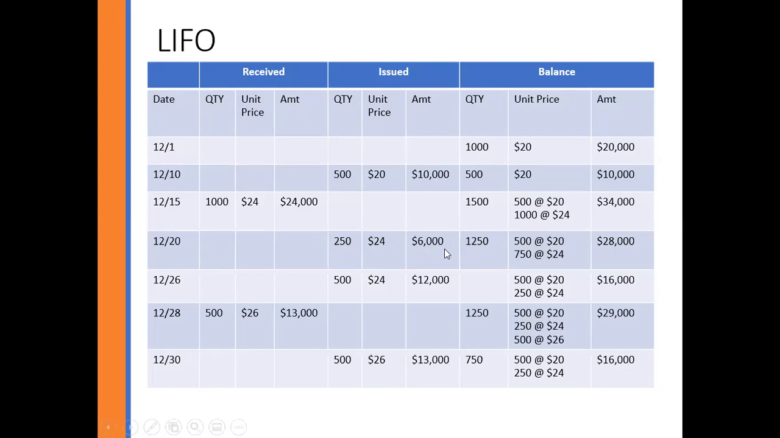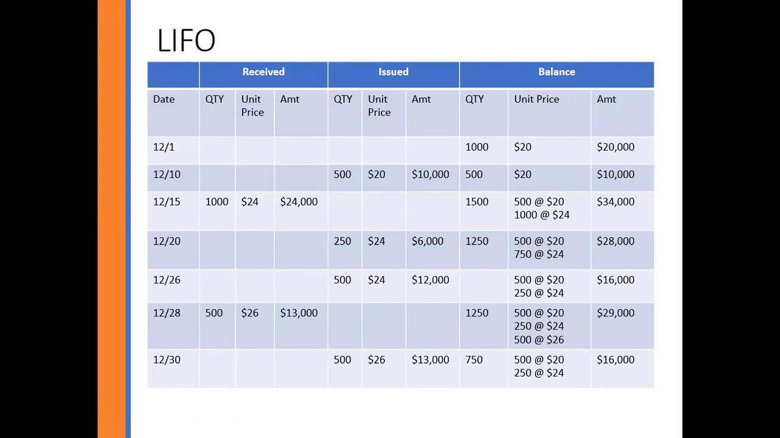That's 6,000. Now we don't have 1,500 units left anymore. We just used 250, so now we've got 1,250 left. Of this 1,250, we've got 500 that cost us $20 each, the same 500 we had left over up here, and we used 250 of this 1,000. So of that 1,000 now we've got 750 left at 24 each. We do the math on that, 28,000 is what our inventory account would show.